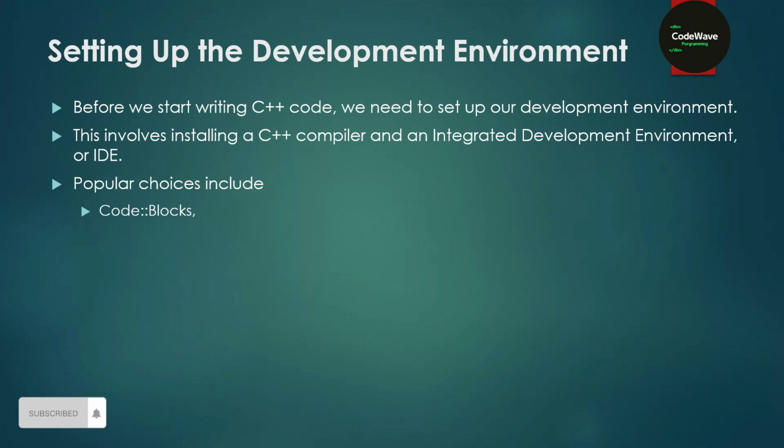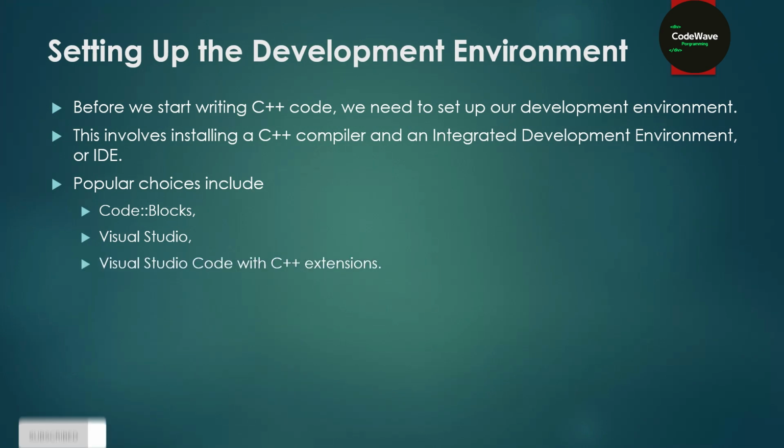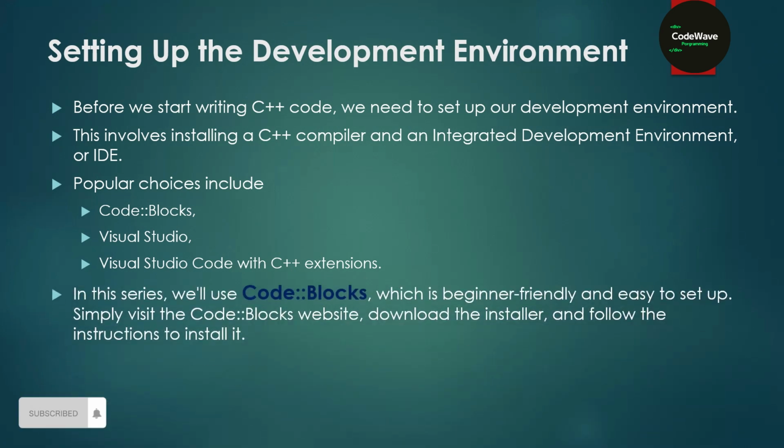The first is Code Blocks. The second is Visual Studio. The third is Visual Studio Code with C++ extensions. In this series, we'll use Code Blocks, which is beginner-friendly and easy to set up. Simply visit the Code Blocks website, download the installer, and follow the instructions to install it.